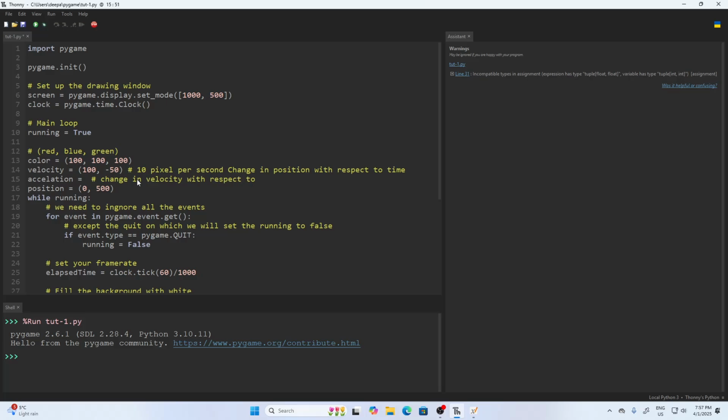With respect to time. Because everything changes with time. And that is what velocity is, right? Velocity is changing with time. So that's why the velocity is changing with time, and that term is called acceleration.